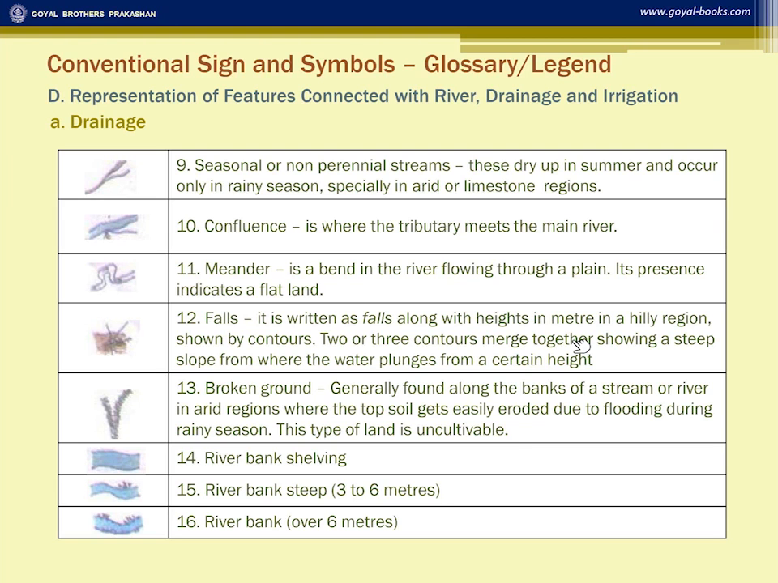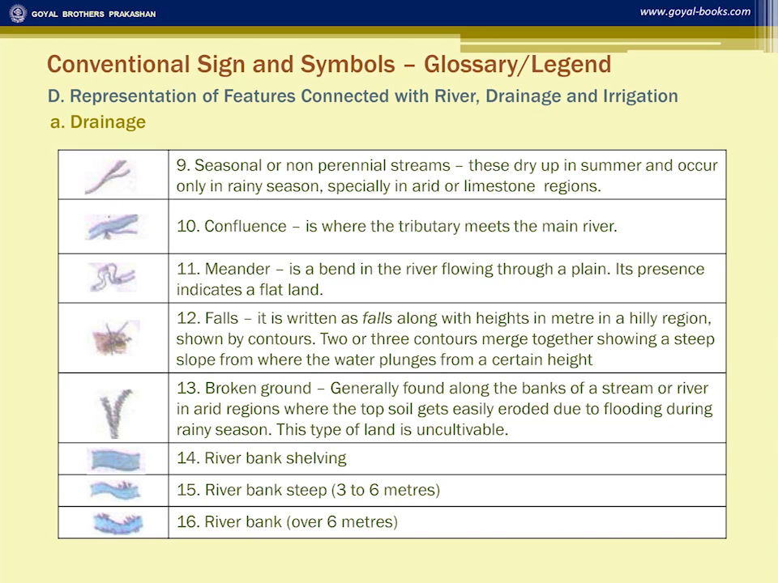The waterfalls you will see in the contours with the number 10R, 3R, which signifies the elevation or the height of the waterfall, the relative height of the waterfall. Suppose it is given 10R, it means the height of the waterfall is 10 meters.